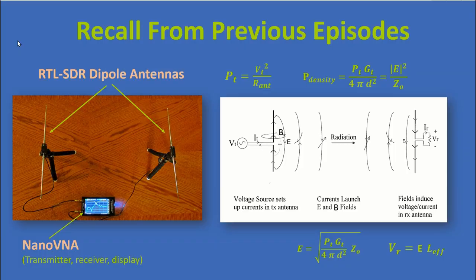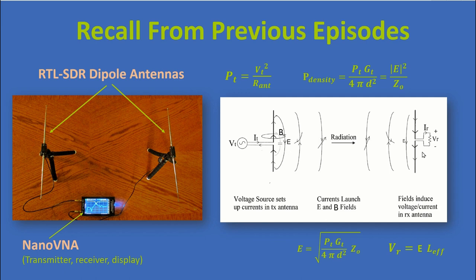Now, in some of our previous episodes, we've used some simple dipole antennas and a nano vector network analyzer. And we use that to motivate our study of antennas, specifically dipoles and the E and B fields that those create and how those fields get over to a receiver.